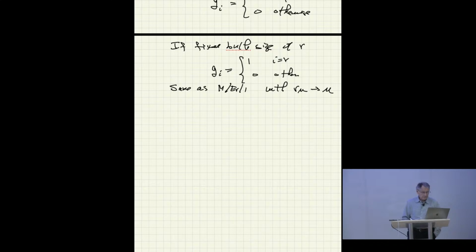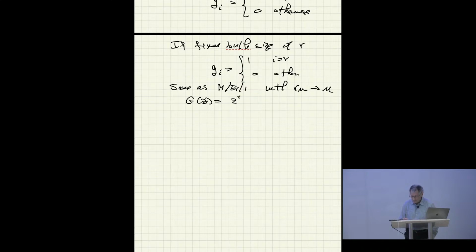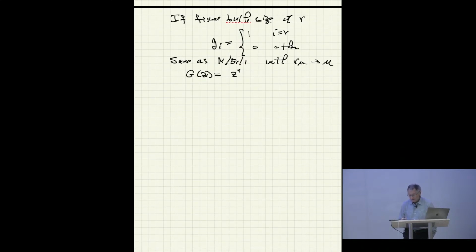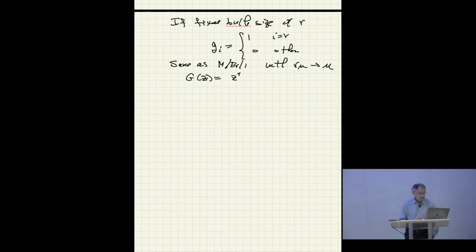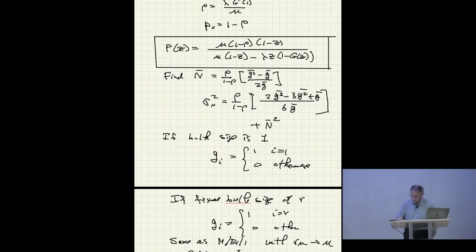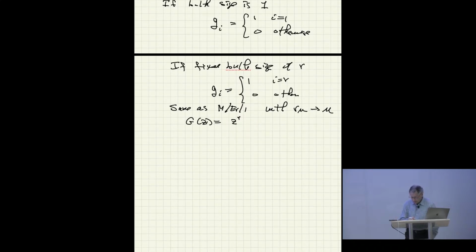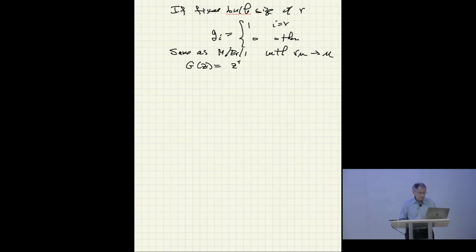So we've done it. And if you look at that, what will G of Z be in this case? It's simply Z to the R, right? G of Z is summation g_k Z to the k, where it only takes on the value R. And that gives you up here G of Z is Z to the R, and that's what we had before. So it's all consistent, and we're done.